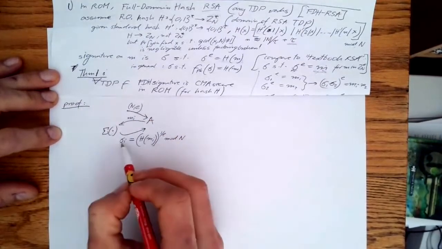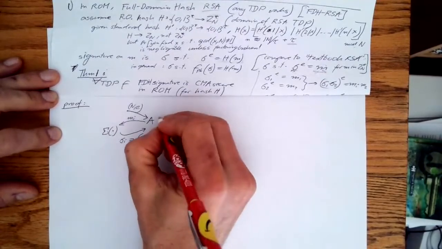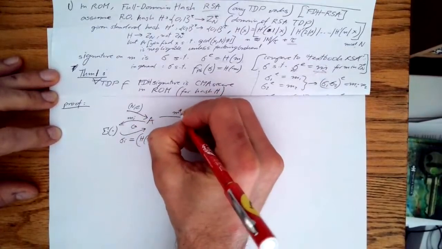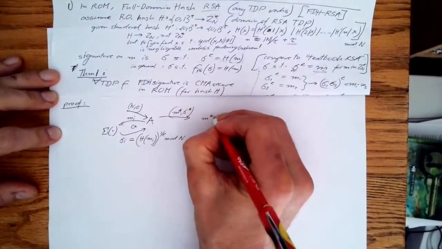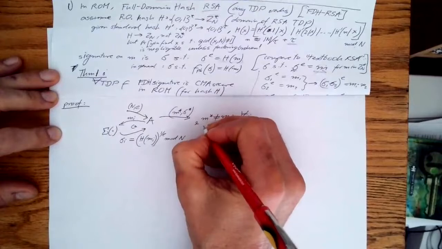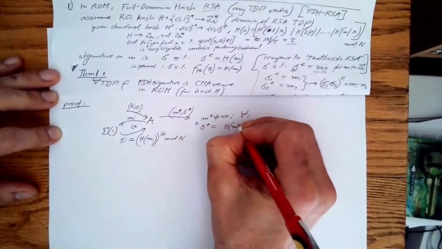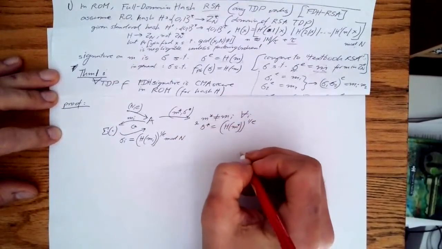And the verification is simple: I take this to the e, and it has to be the hash. And after however many of these signature queries, the adversary outputs m star, sigma star, such that m star is not equal to any of these messages that were signed, and sigma star is an e-th root of this hash.